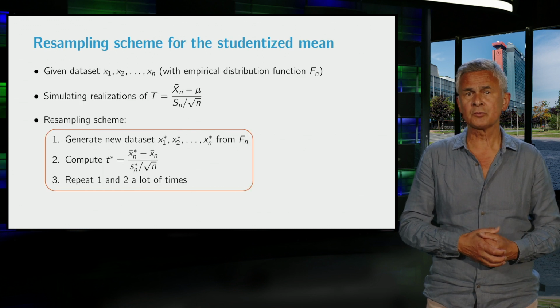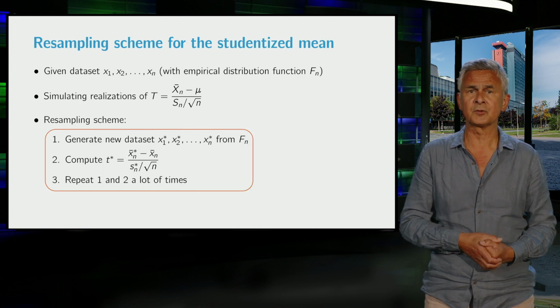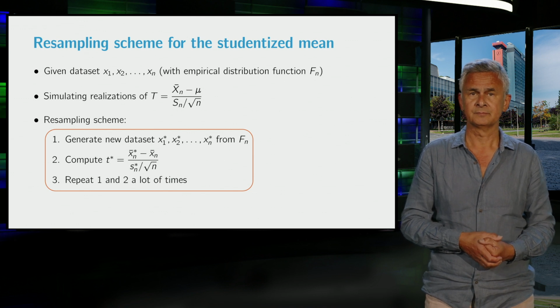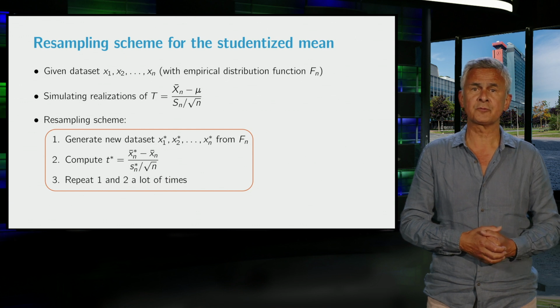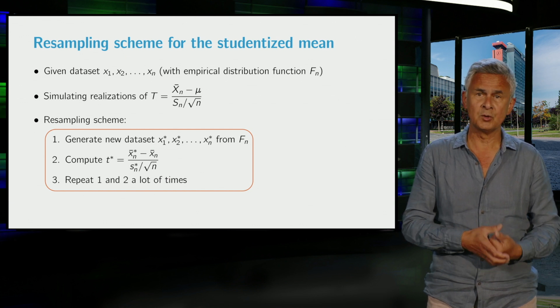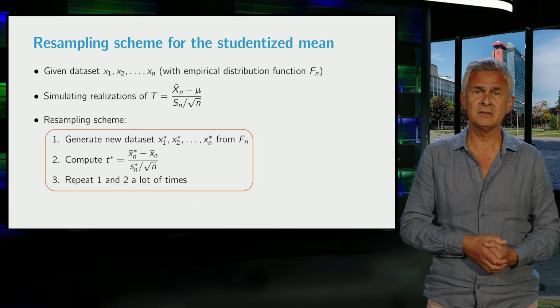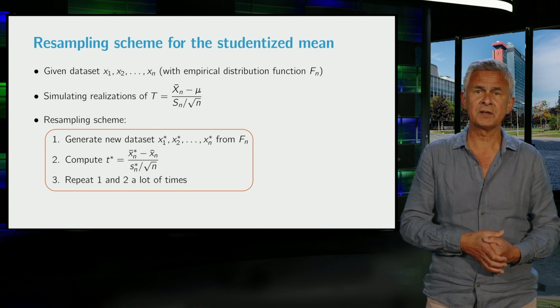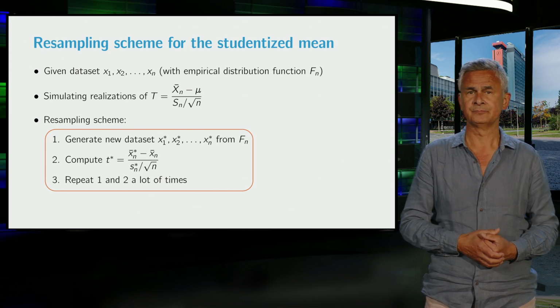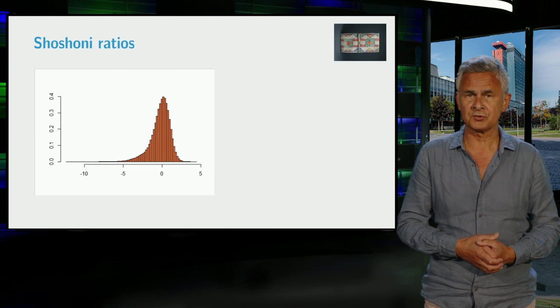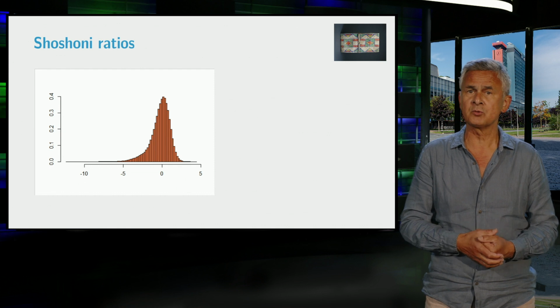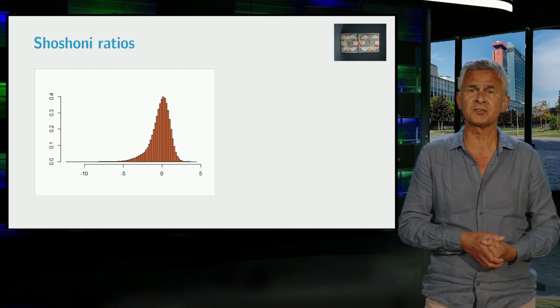Now this brings us to the following resampling scheme for the studentized mean. Generate a new dataset from the empirical distribution function, compute the new value for the studentized mean, and repeat steps 1 and 2 a lot of times. Well, we chose to do 1 million repetitions, and here is the histogram of the 1 million studentized mean values.